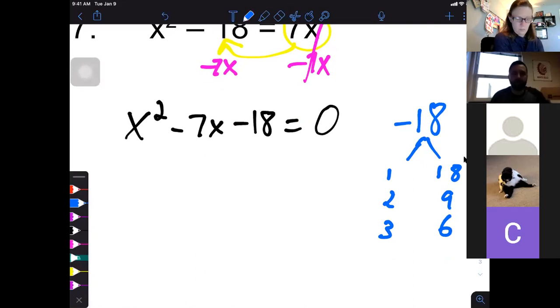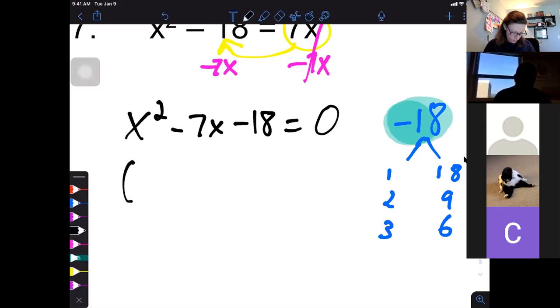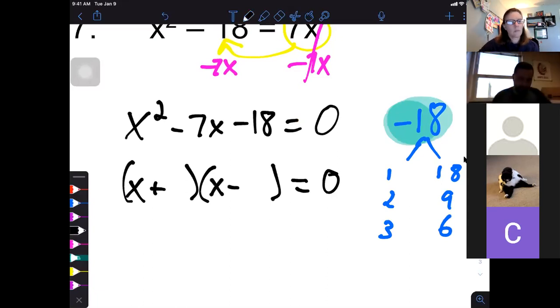Okay. So now you want to find which of these factors have a difference, because it's negative. See how that's negative 18 there? So that means when we factor these out, one's going to be positive, one's going to be negative because it's a difference. And we want it to be a difference of negative 7. Well, 2 and 9 are 7 apart. If you want it to be negative, 2 minus 9 would give you that negative 7. So you get x plus 2, x minus 7.